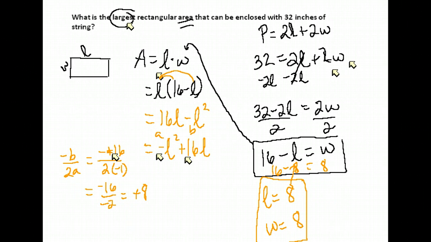What did the question ask for? What is the largest rectangular area? So we go ahead and find the area. If our length is 8 and our width is 8, our area is 64. Okay? So that would be our answer.